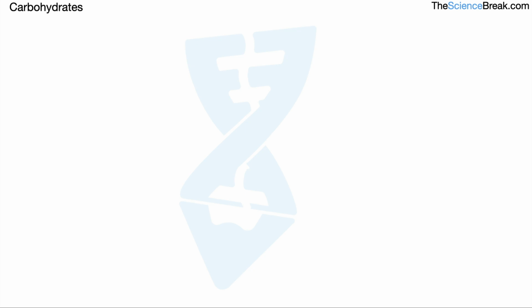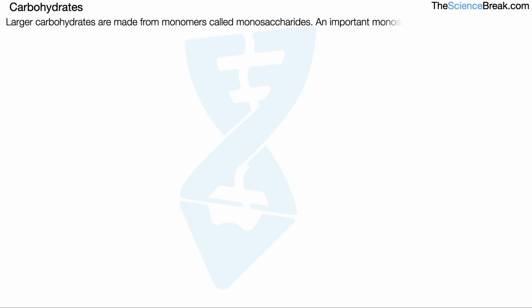Next, we're going to take a look at carbohydrates in a bit more detail. Larger carbohydrates are made from monomers called monosaccharides. We just mentioned that in the last slide. An important monosaccharide is glucose. Glucose has the formula C6H12O6. Here is a diagrammatical representation of a molecule of glucose.